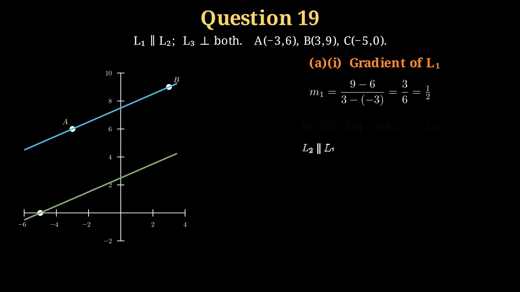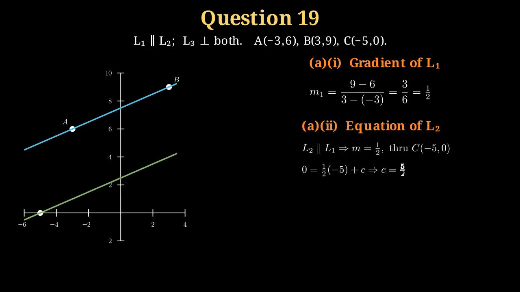Part A. 2. L2 is parallel to L1, so it has the same gradient, a half. It passes through C (-5, 0). Substituting: 0 equals a half times -5 plus c, so c is 5 halves. So L2 is y equals a half x plus 5 halves.